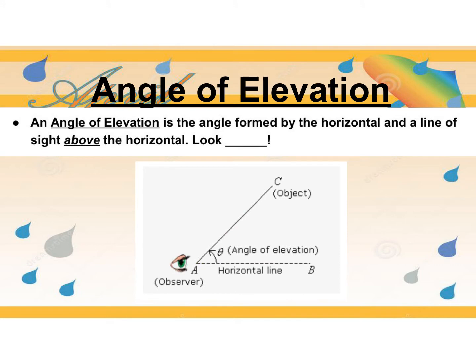So the angle of elevation is the angle formed by the horizontal. So when I look straight out, sort of think of this as X-ray vision. And then the line of sight above the horizontal. So that means when I look up. Whenever I look up, I have an angle of elevation. So if you're told you have an angle of elevation, you should draw that above where you're looking from.